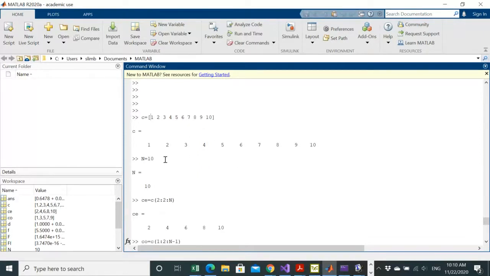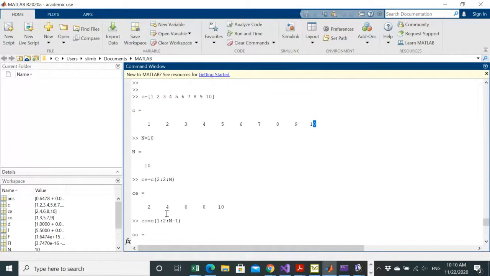Okay, so I'm just making sure that C is entered as it should be. Here, N, of course, is set to 10. First of all, I'm computing CE, which is the C evens. As mentioned in the pseudocode, it is taking what? Starting from the second entry with a step of 2, and it stops at the last entry. So it took 2, 4, 6, 8, and 10, as you can see.